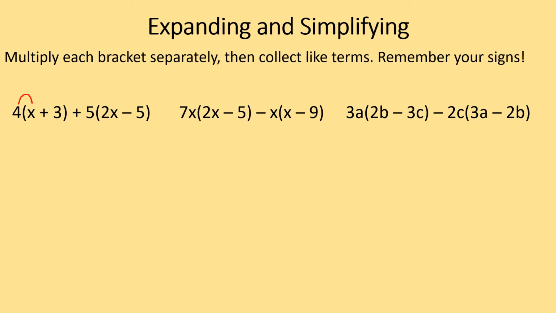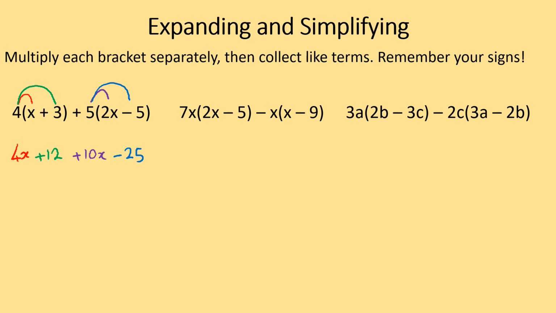So we're going to go 4 times x is 4x. 4 times 3 is plus 12. 5 times 2x is 10x. 5 times minus 5 is minus 25. Then let's collect our terms together.